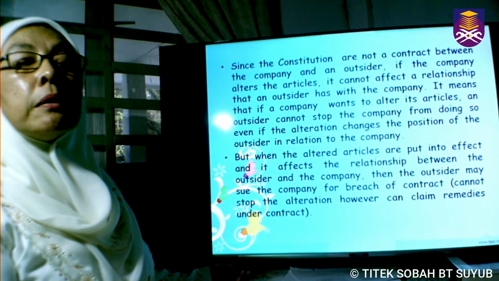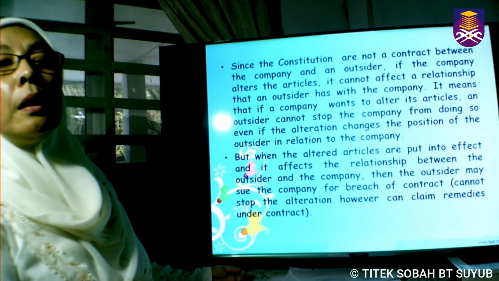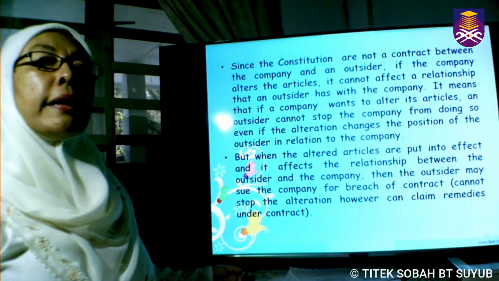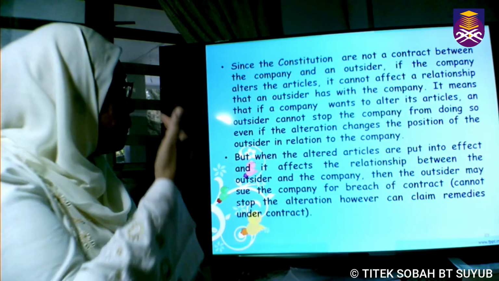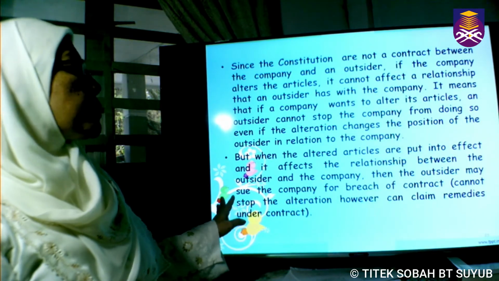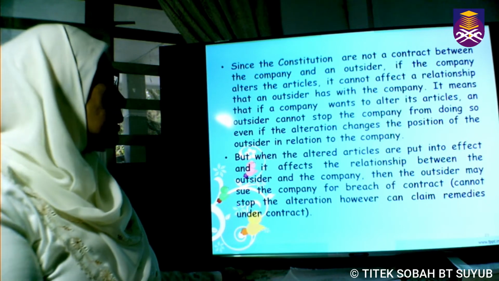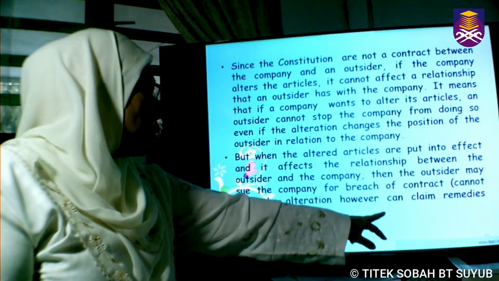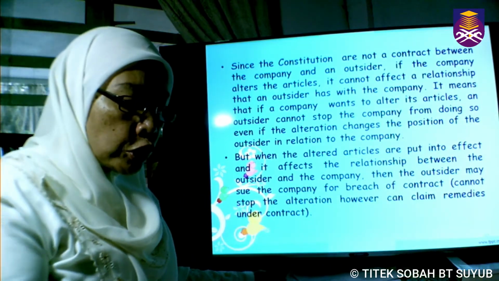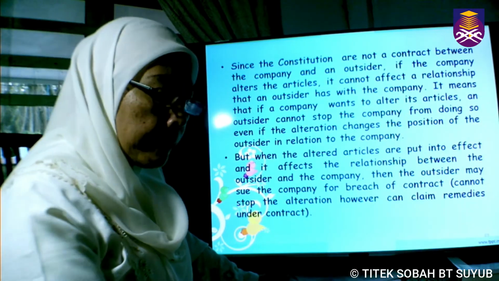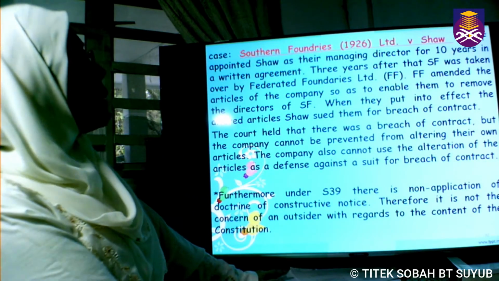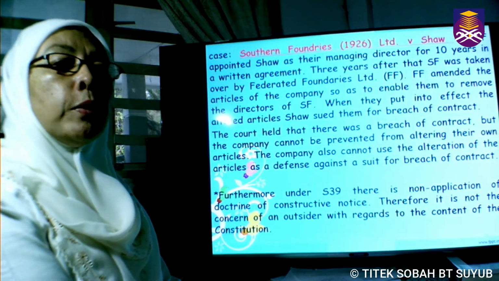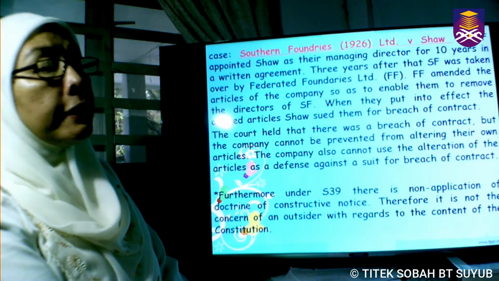Because now the article is being amended, the outsider cannot stop the company from doing that, and they also cannot enforce their right. So what remedies do they have in that situation? If the effect is that the outsider has now lost their right, they can sue the company for breach of contract. However, they cannot stop the alteration. They can claim for other remedies, maybe damages and so on. Okay? So this is what happened in Southern Foundries. That's why I said you cannot stop the company from altering the constitution.